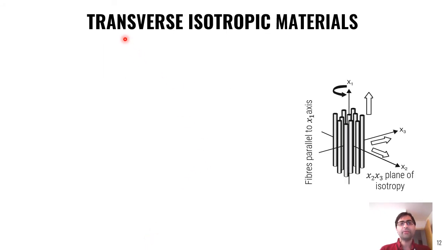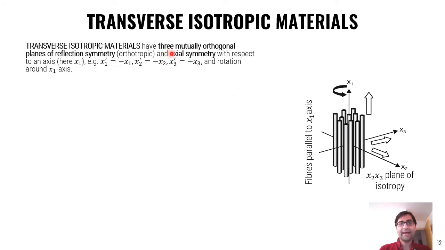Okay, then we get a transverse isotropic material, basically our muscle fiber bundle. They have three mutually orthogonal planes of symmetry, like orthotropic material, but we get axial symmetry with respect to an axis. Here is x1. So rotating the frame around x1 doesn't change the stress state.